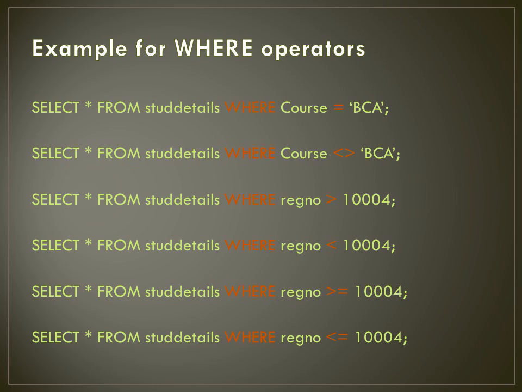Next, select star from student details where course is not equal to BCA. This query is opposite to the previous. That is, it returns the details of the students who have not chosen the BCA course. Next, select star from student details where register number is greater than 10,004. So, it returns the student records who have a register number greater than 10,004. Likewise, you can see the examples.